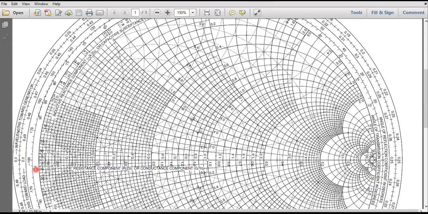Now what is the Z value here? That is 0.2 plus j0.2. So you just put 0.2 plus j. Is there any confusion? Is there any question?